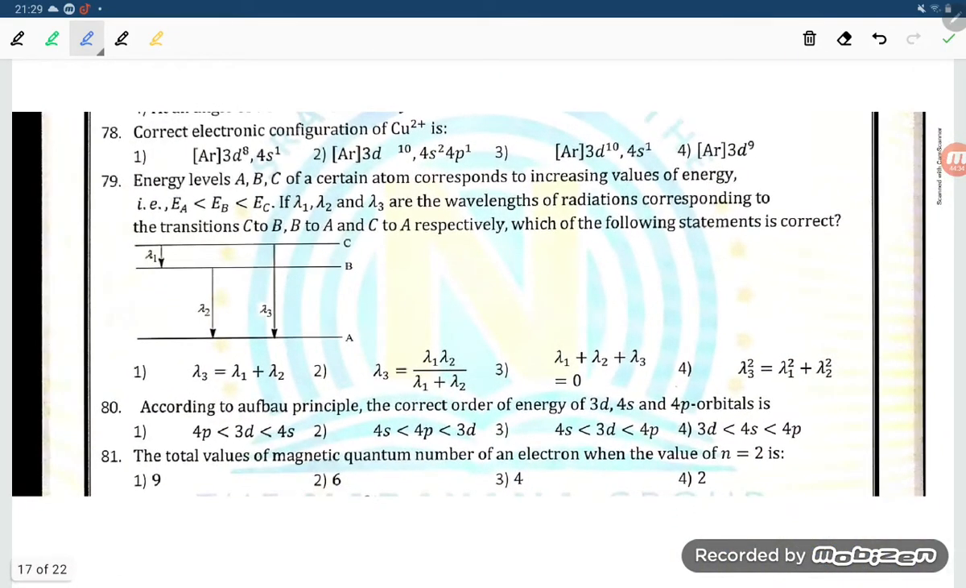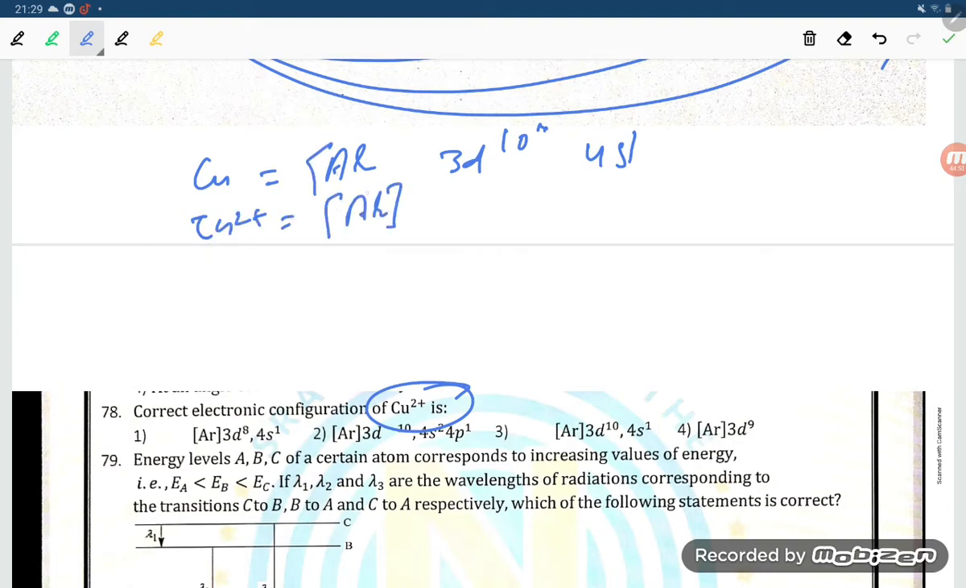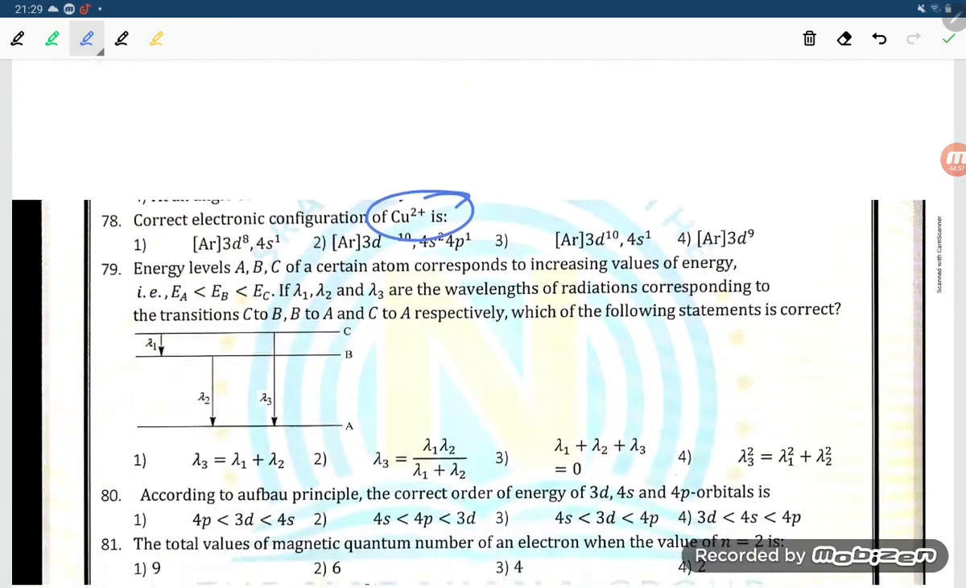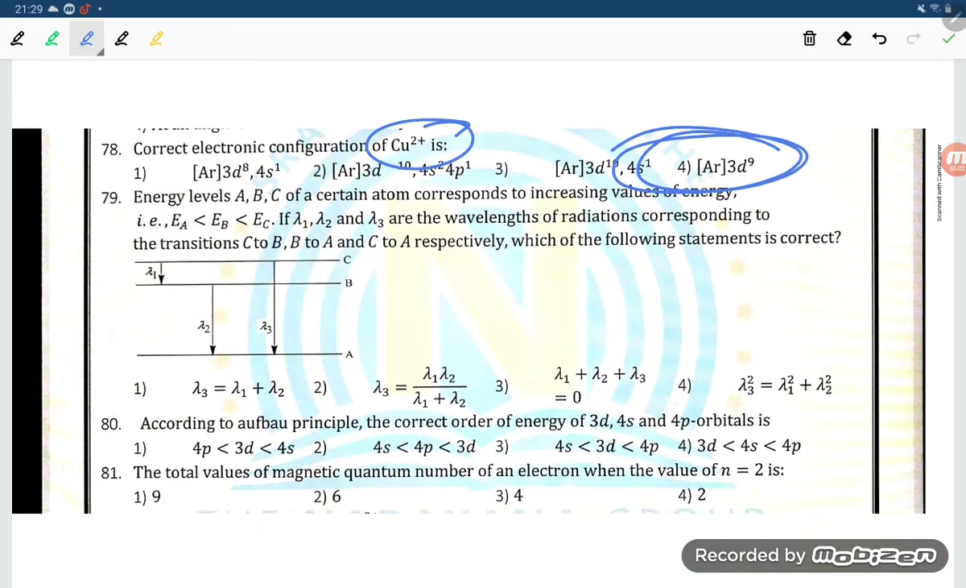Next, question number 78. Correct electronic configuration of Cu2+. So student, copper is equal to argon 3d10 4s1. Now they are talking about Cu2+, so it will be argon, and after that 2 electrons are removed: 1 electron from here, 1 electron from here gone, so 3d9. So what will be the configuration? Argon 3d9. Option number 4 is correct, student.